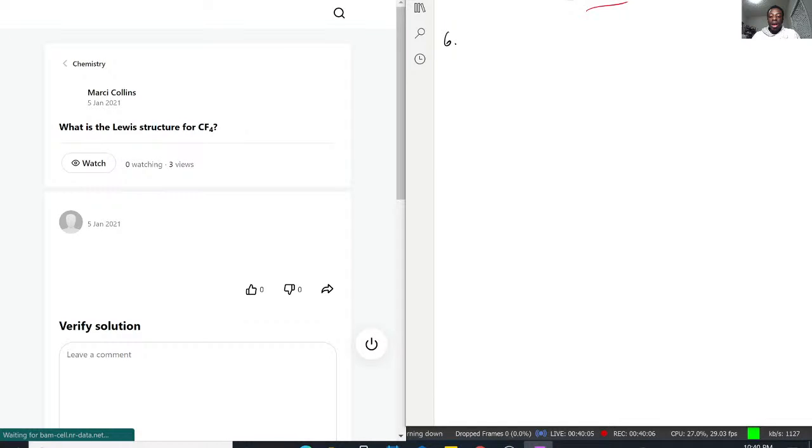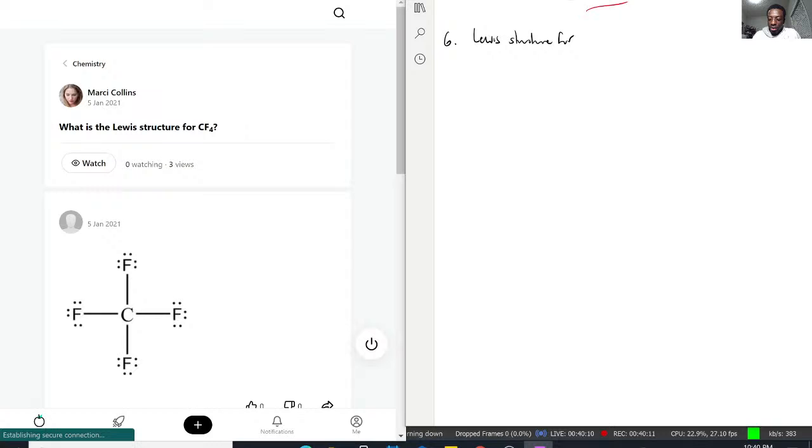So for question 6, we have, what is the Lewis structure for CF4? As you can probably see from the drawing made by my colleague, it paints a pretty straightforward picture of what the Lewis structure of CF4 is. Nonetheless, we're going to try to solve it as if we did not see that.